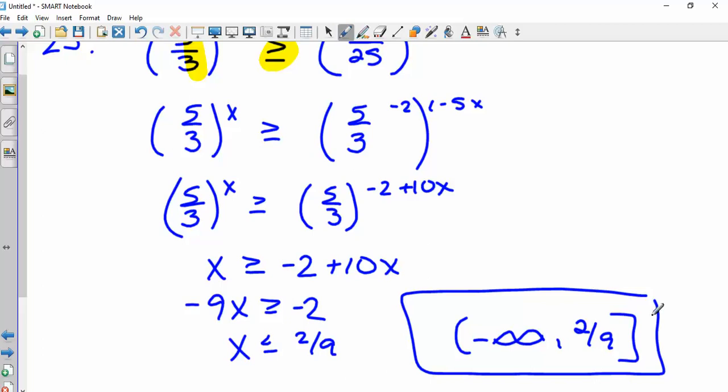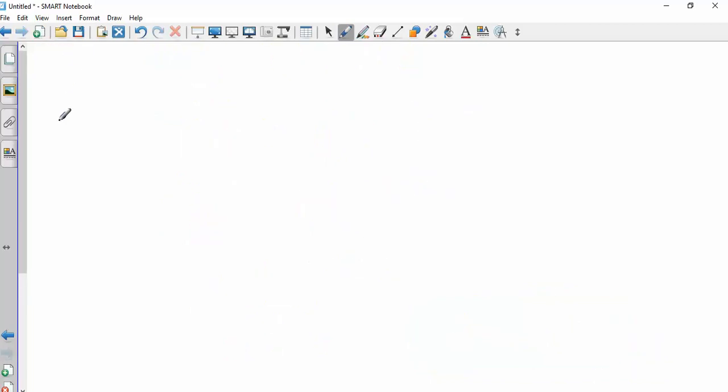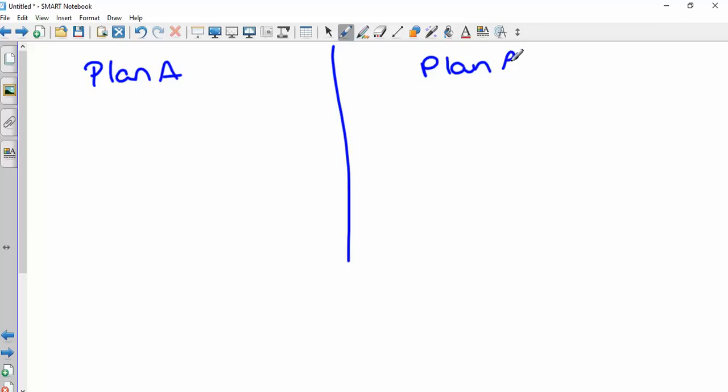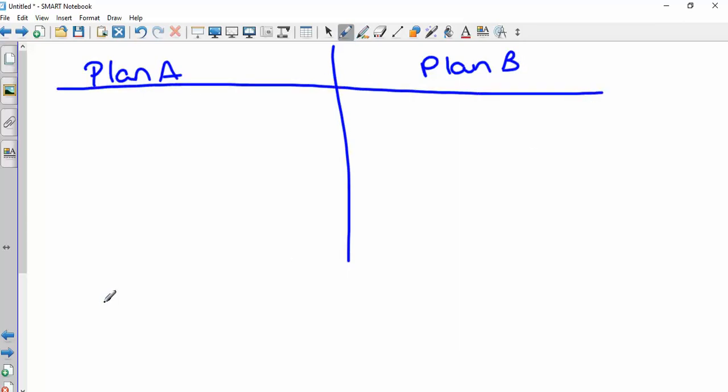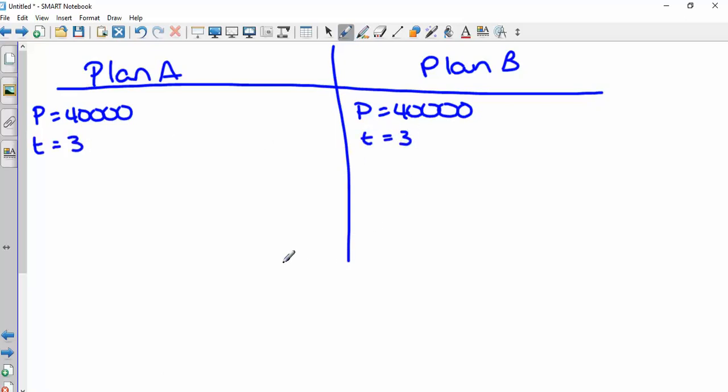Let's talk about the interest problems. Are you guys good with the exponential equations and inequalities? So 26, we have 2 plans we have to look at. Okay, we have $40,000. So that is what? It's what you have right now to invest. So that's your P for both plans. To be invested for 3 years, so time always has to be in years.